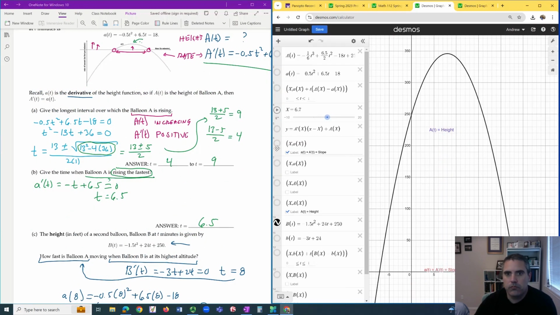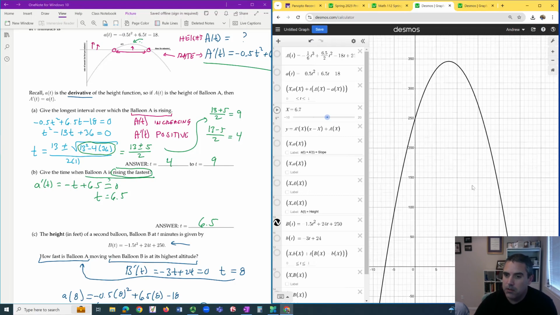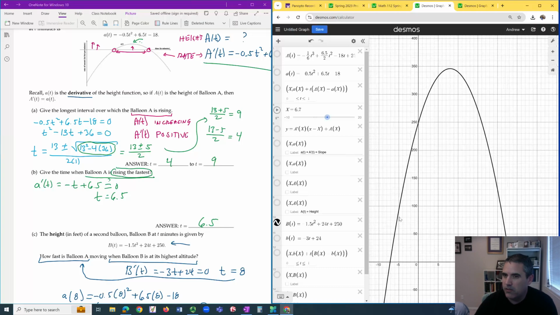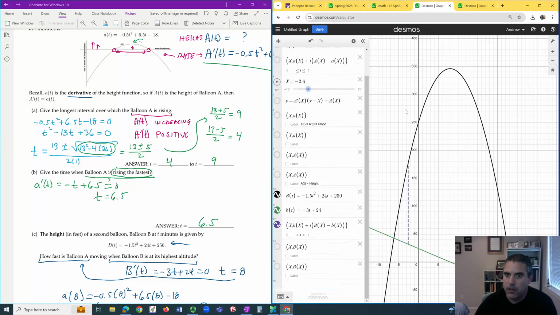Here's balloon B. Let's get rid of these labels, too many things. There's the height of balloon B. You might try to picture what the derivative would look like. If you took the derivative, it should be uphill and then downhill. Let's take a look. There's the derivative. Let's draw that same sort of line. And let's see what's happening. So the derivative is positive when this is uphill. Okay, and then it's 0 when it gets to the top, and then when it's downhill, negative, downhill.